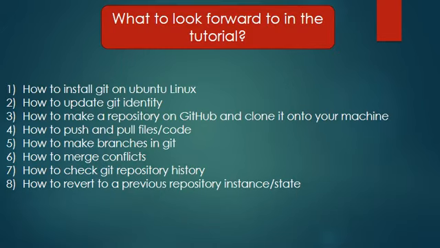Now, what are we going to look at in the following videos? In the following videos, we're going to look at how to install Git on Ubuntu Linux, how to update Git identity, how to make a repository on GitHub and clone it onto your machine, how to push and pull files or code, how to make branches in Git, how to merge conflicts, how to check Git repository history, and how to revert to a previous repository instance or state. Or in our case, how to go back to different versions of the same file in case you want to go back.